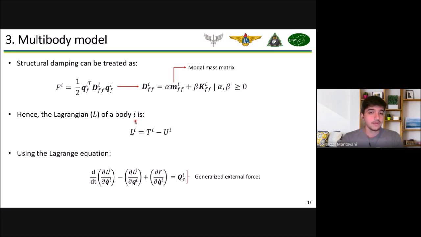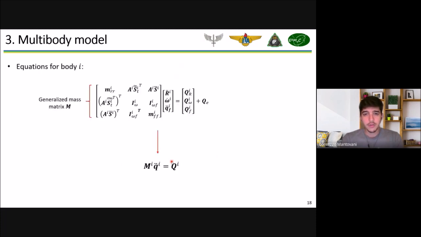So now we have the Lagrangian of the system based on the kinetic energy and potential energy, and we can obtain the equations of motion using the Lagrange equation. These equations of motion look basically like this. So we have a big generalized mass matrix that depends on the generalized coordinates of this body. We have the generalized accelerations and generalized forces.